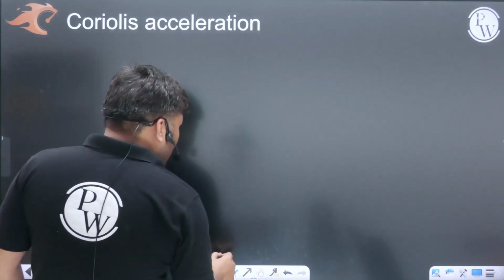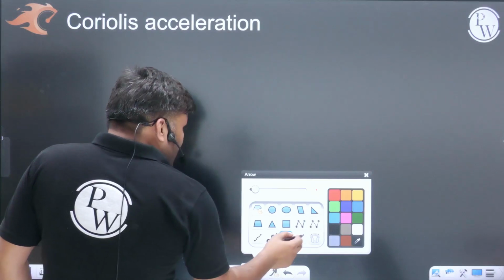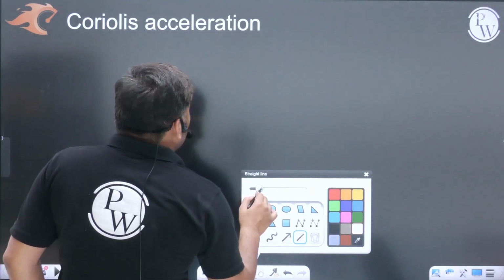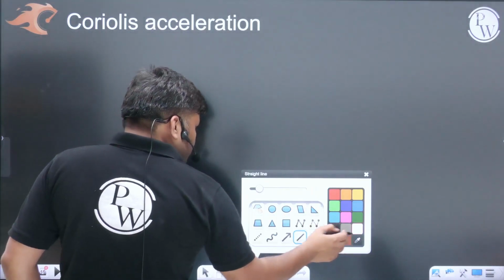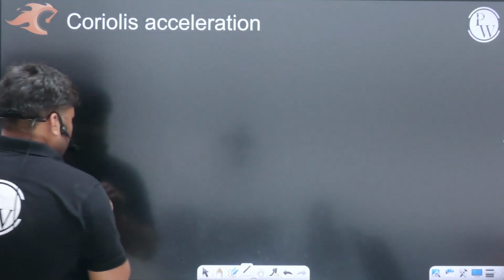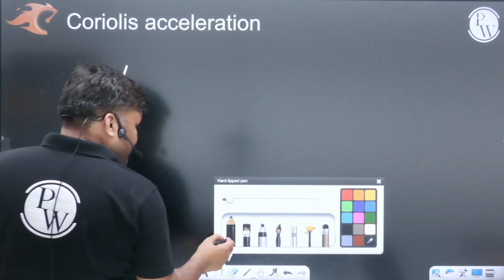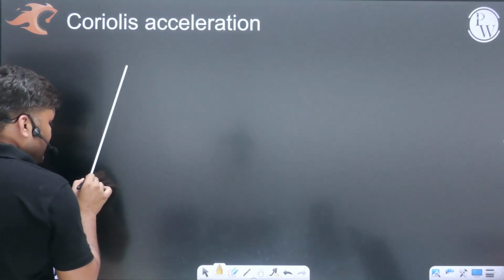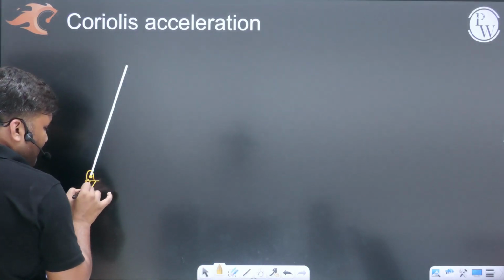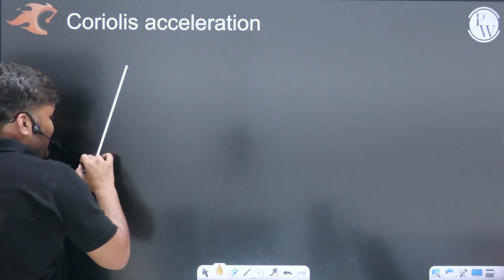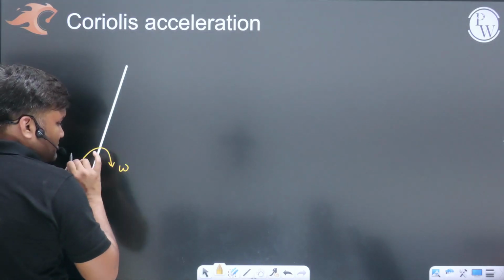Again, coming back to Coriolis acceleration. What is Coriolis acceleration, beta? Suppose, for any rotating link, there is a link which is having rotation. Okay? This link is rotating with some angular velocity omega.